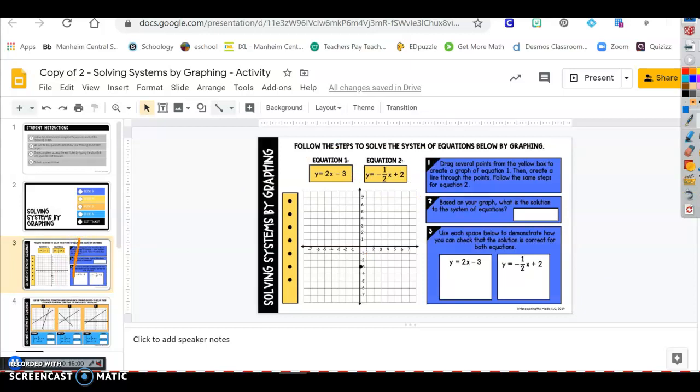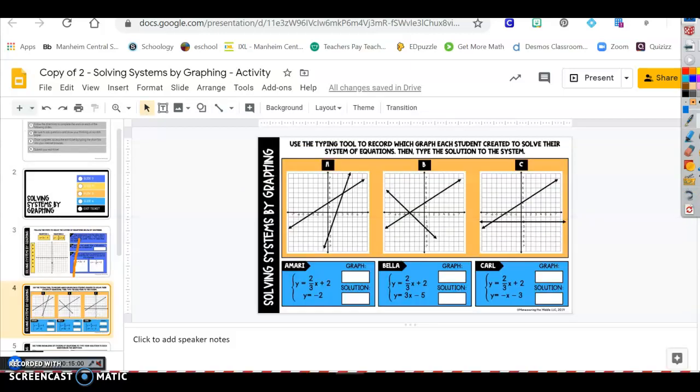Now let's look at slide number 2. It says use the typing tool. So you're just going to type your answers in to record which graph each student created to solve their system of equations. Then type the solution to the system. If you notice, all 3 students here have exactly the same line right there. So that means that in graphs A, B, and C, 3 lines are exactly the same. And I think you can probably see that this is the line here. So you've got to look at the bottom equation of each of them to see where it's located.